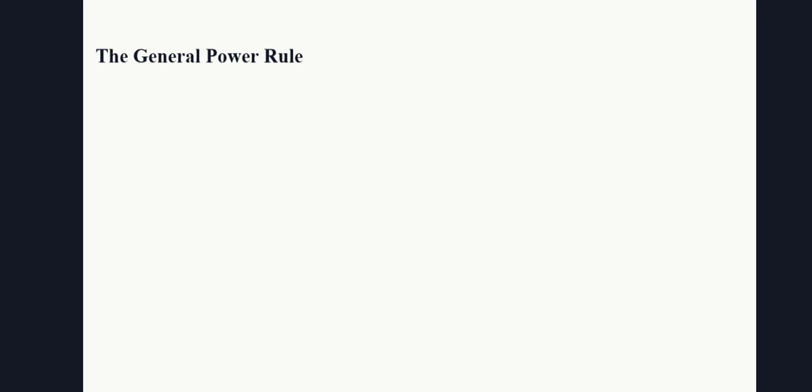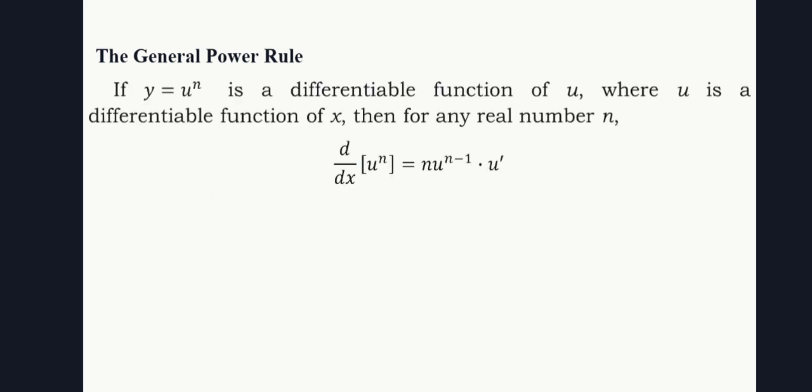So, dako naman tayo sa general power rule. Katulad din siya ng chain rule. Okay? Katulad din ng concept ng chain rule, yung general power rule. So, if y is equal to u raised to n is a differentiable function of u, na kung saan yung u natin is a differentiable function of x, then for any real number n, d over dx times u raised to n is equal to n u raised to n minus 1 times u prime.